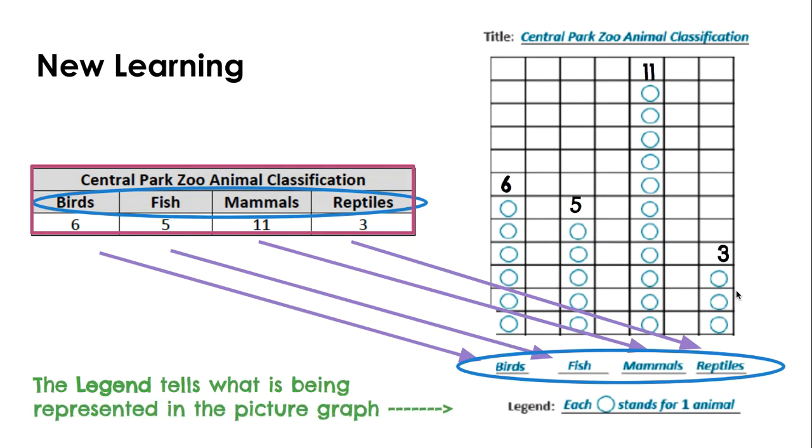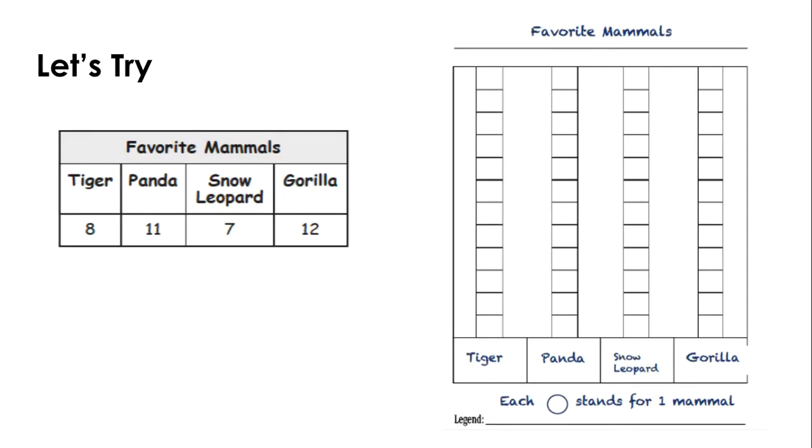The last thing I want you to take note of is that the titles are absolutely the same. So whatever the title is from your table, Central Park Zoo Animal Classification, it stays the same in your picture graph, Central Park Zoo Animal Classification. So they made that nice and easy and already transferred it up there for you. Pretty cool. All right, we're going to move on and try it ourselves. It is pretty fun to make graphs, so I hope you enjoy doing this together.